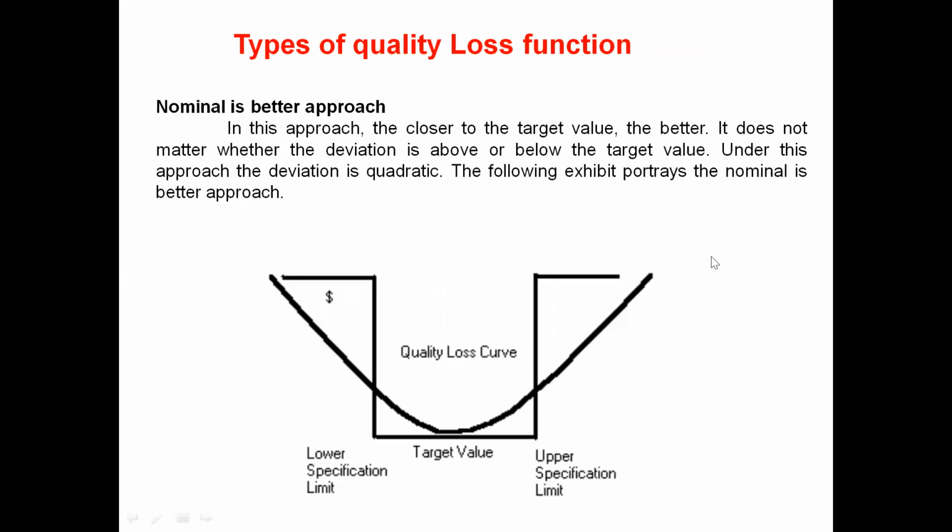Then the types of quality loss function. What are the types available? Normal is the best: the center is the required value, going away from the center line is a loss. In this approach, the closer to the target value, the better. It does not matter whether the deviation is above or below the target value. Under this approach, the deviation loss is quadratic. The exhibit portrays the normal-is-best approach. Whenever the normal bell curve comes, the minimum loss is at the target value. So this is called normal the best, towards the center line. That is one quality loss function.